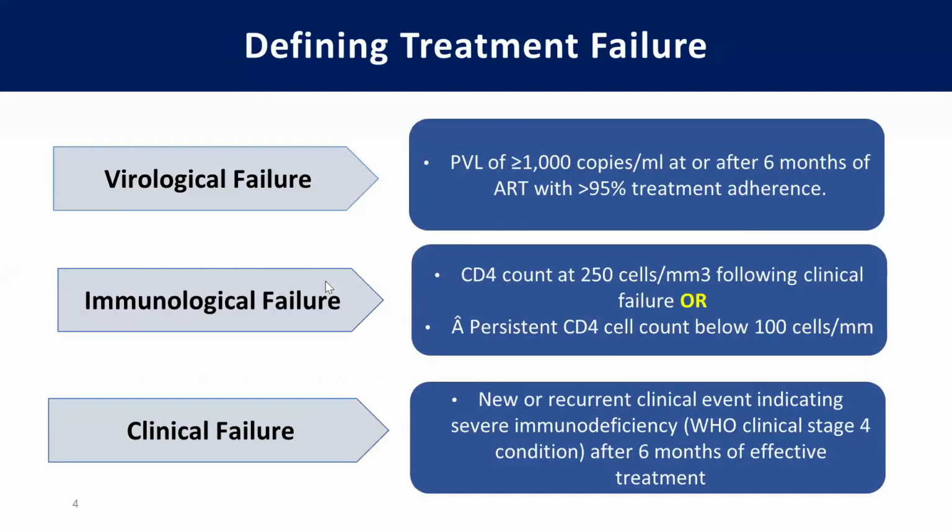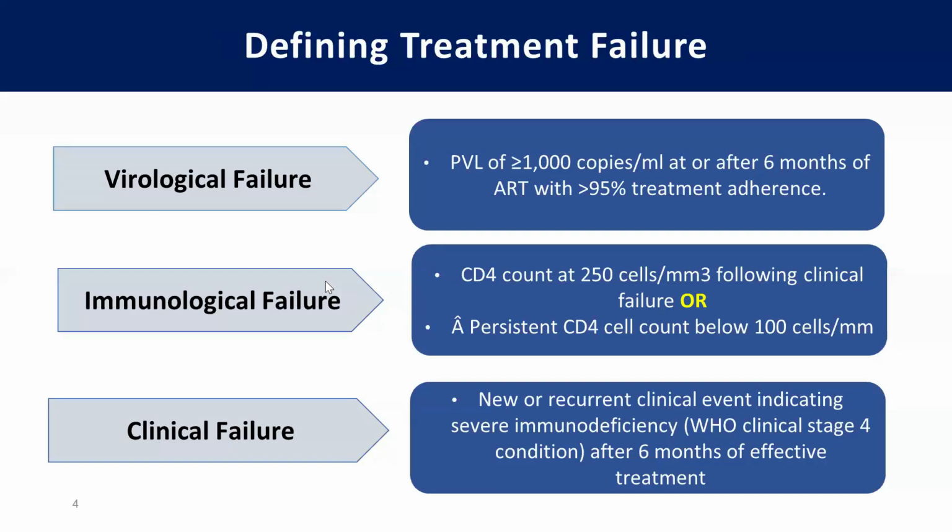So defining treatment failure. Virological failure is defined as a plasma viral load of more than 1000 copies per ml at or after 6 months of ART with more than 95% treatment adherence. So if the plasma viral load is more than 1000 copies per ml with poor adherence, which is less than 95%, then it may not be virological failure.